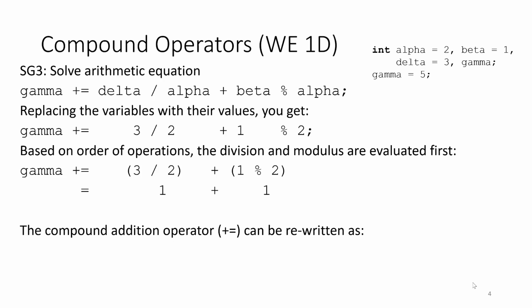We do the addition, so we have gamma plus equals 2. The compound addition operator can be rewritten as gamma is equal to gamma plus 2. What is the value of gamma? Gamma has a 5 in it, so we have 5 plus 2 gives us the value of 7.